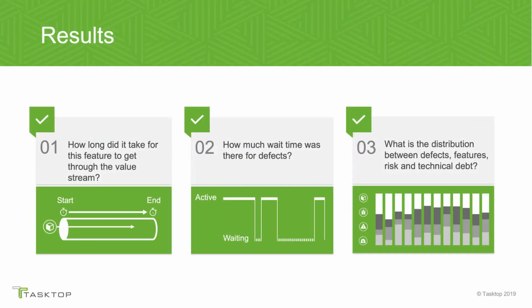Okay, so what do you get out of this? What are the results that come out of this? You get how long it took for this feature to get through the value stream. That's your flow time. How much wait time was there for defects? That's your flow efficiency. What's the distribution between defects and features and risks and technical debt? That tells you a lot, and I'll show you an example of our dashboard and how it has changed how we work once we started visibly seeing this.